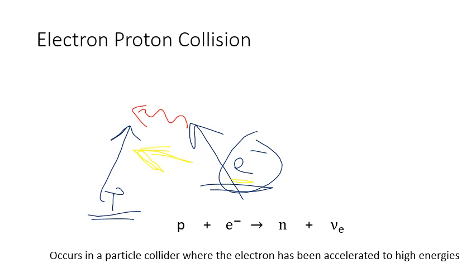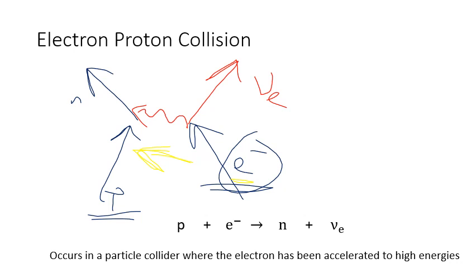It strikes our proton. It causes our proton to turn into a neutron, gets rid of some of its energy by causing our proton to turn into a neutron. And in order for all the things like charge conservation to occur, our electron turns into a real electron neutrino.